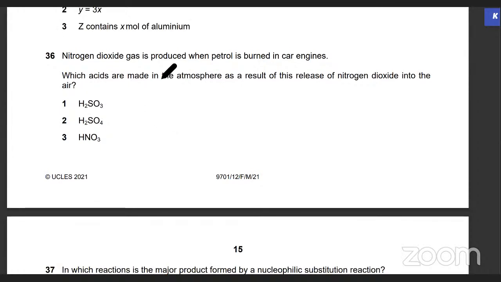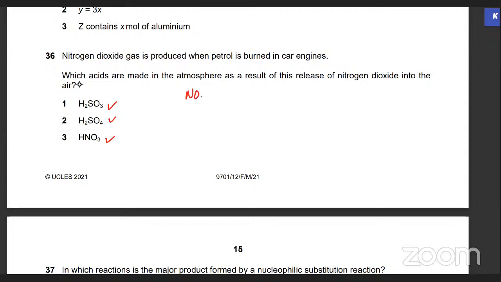This is all about car engines. Nitrogen dioxide is produced when petrol is burned in car engines. Which acids are made in the atmosphere as a result of nitrogen dioxide entering the air? So all of them. Okay, acid rain is produced.